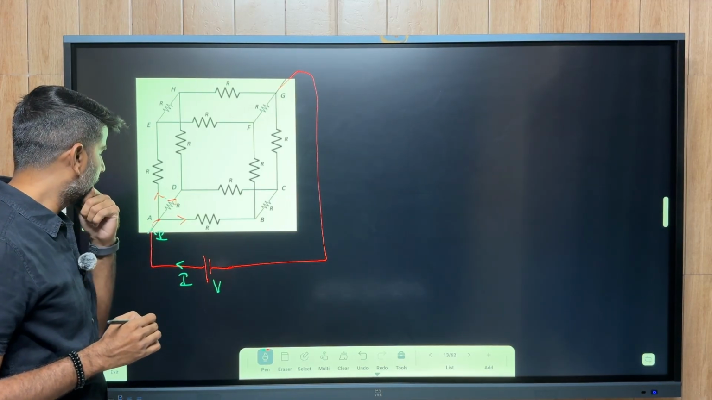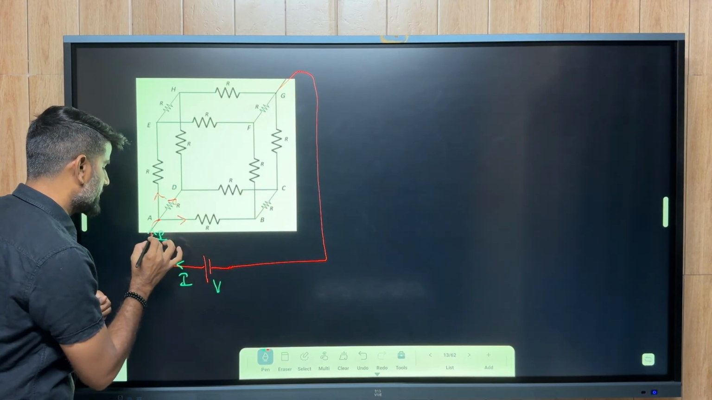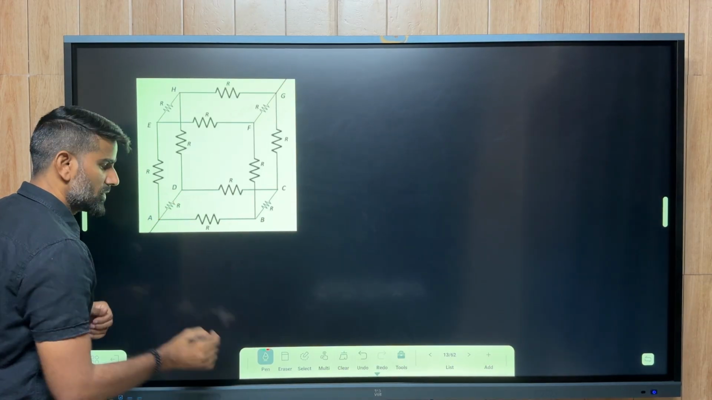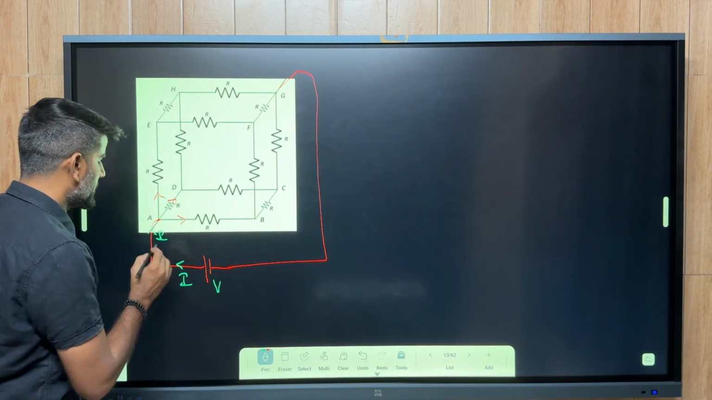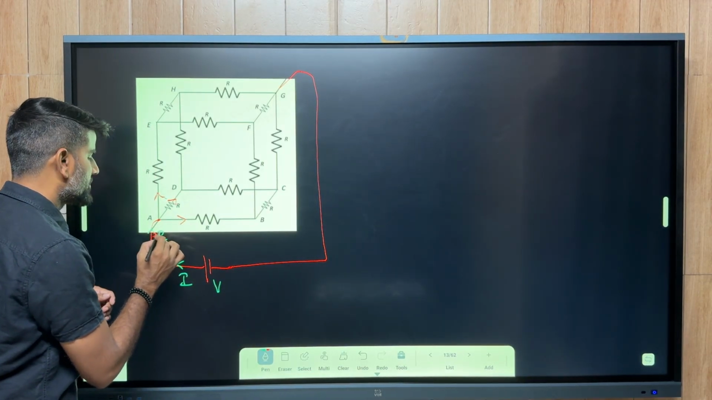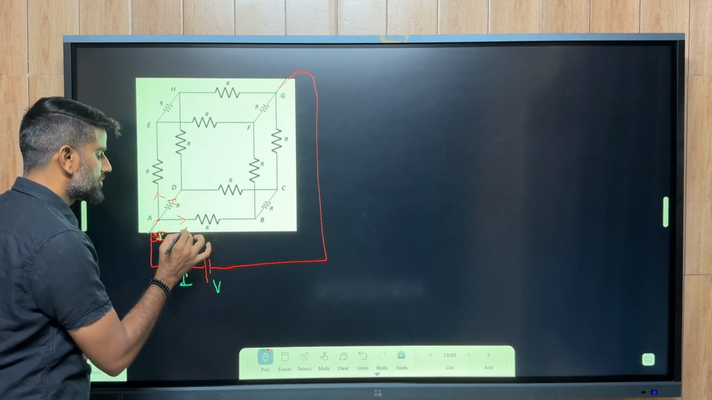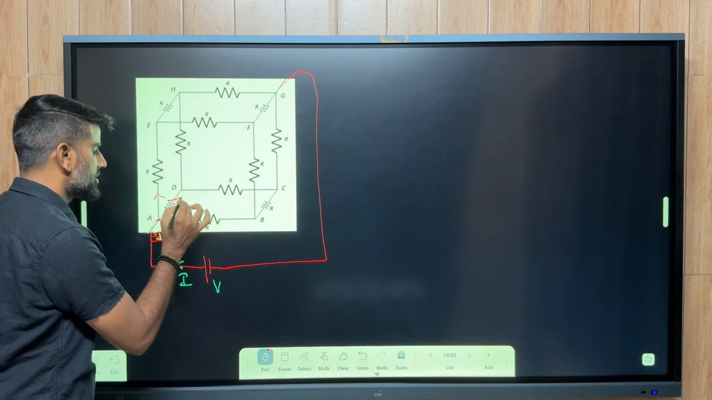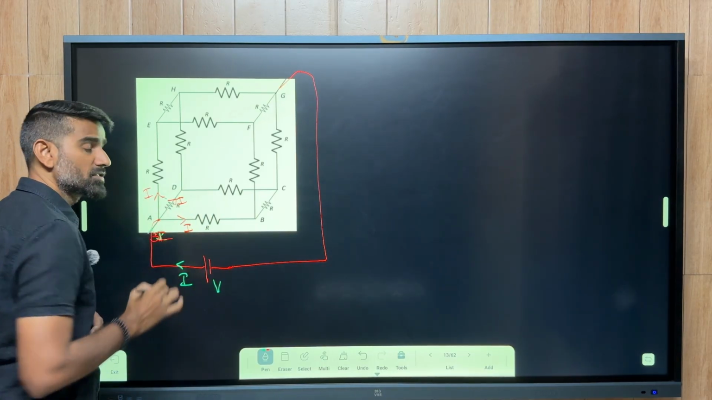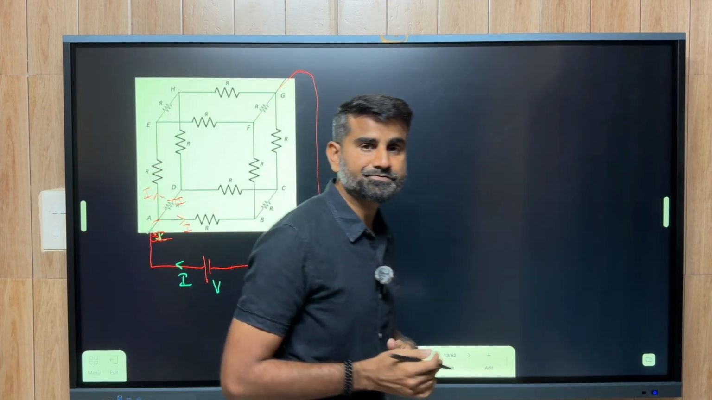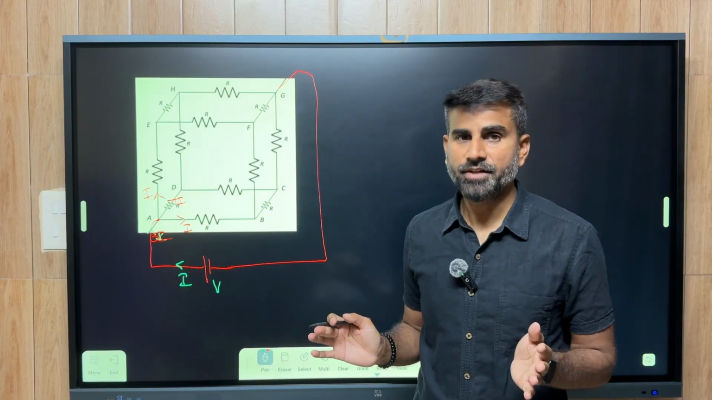As current is divided in equal parts, I am taking the total current as 3I. Let us say this is 3I. Total current as 3I, and this branch current will be I. This branch current will be again I. This branch current is also I. Hope my point is clear, right?